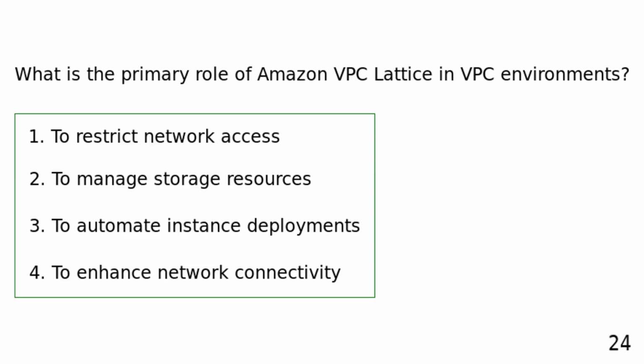What is the primary role of Amazon VPC Lattice in VPC environments? To restrict network access. To manage storage resources. To automate instance deployments. To enhance network connectivity.